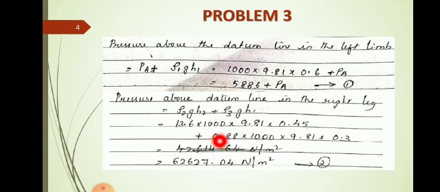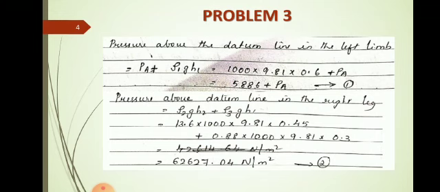What is rho 3? Rho 3 is the density of benzene. Again, the density of benzene is not given. It is the specific gravity of benzene that is given, 0.88, multiplied by the density of water, which will give you the density of benzene, multiplied by 9.81 into 0.3. What is this 0.3? h3. What is h3? It is the height of benzene. So adding these two, you will get the pressure above the datum line in the right leg or right limb as 62627.04 Newton per meter square. So let us call this equation number 2.